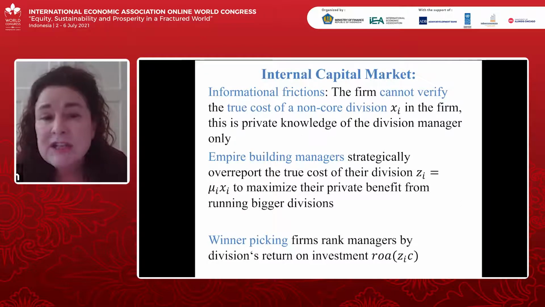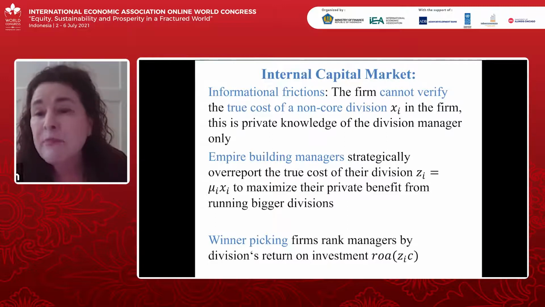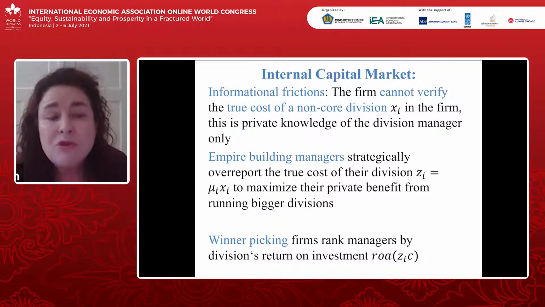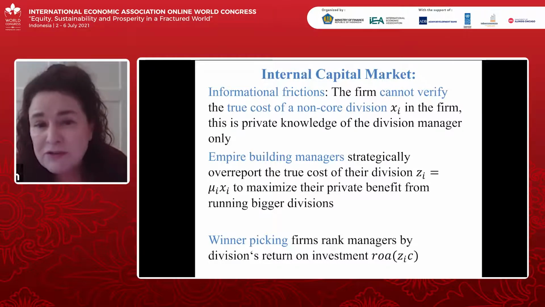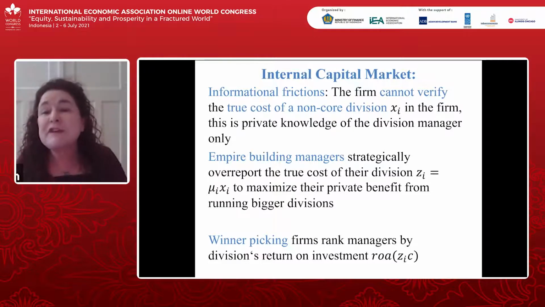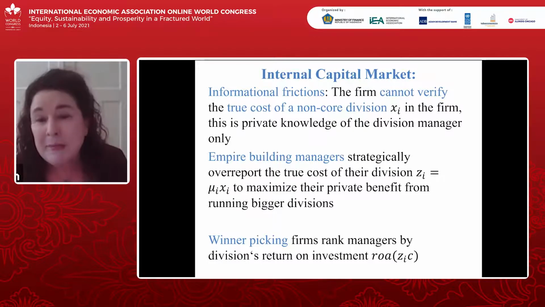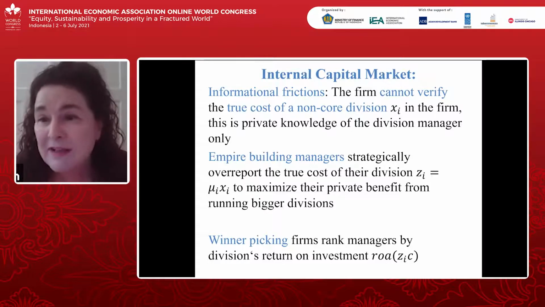They strategically over-report the true cost of their division. The true cost of the division is XI, the cost that they report is ZI, and MUI is the misreporting factor. And they do over-report the true cost to maximize their private benefits from running a bigger division. So they pretend to be less efficient than they really are in order to get more capital to run a bigger division.